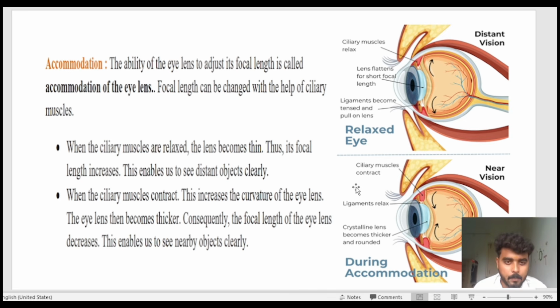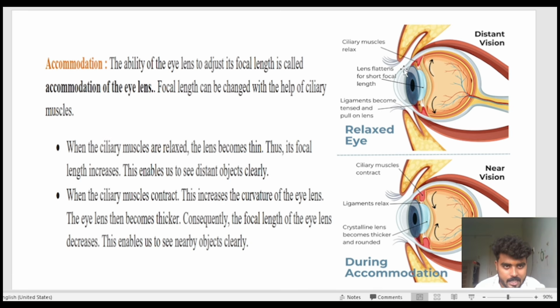Now, the most important thing is known as accommodation of human eye. What is the meaning of accommodation of human eye? To be simple, the ability to adjust the focal length of the human eye lens is called accommodation of the eye. I will repeat it again. The ability to adjust the focal length of the lens is called accommodation of human eye. Now, how is it possible? How is it working? By seeing the diagram, we can say that.